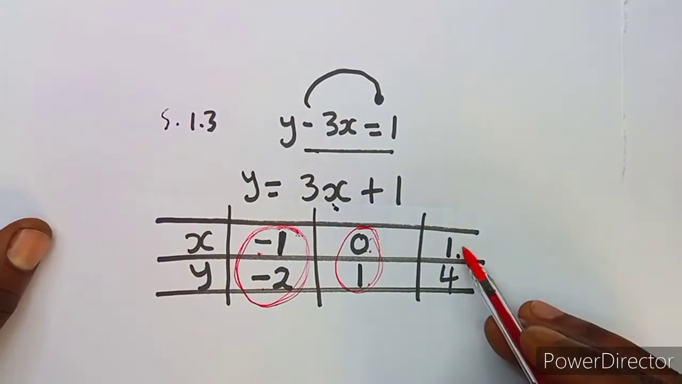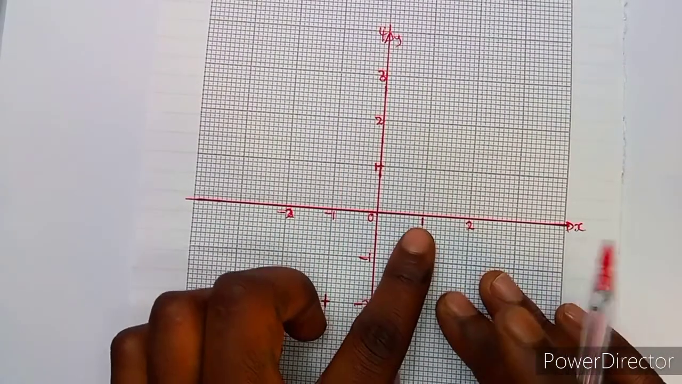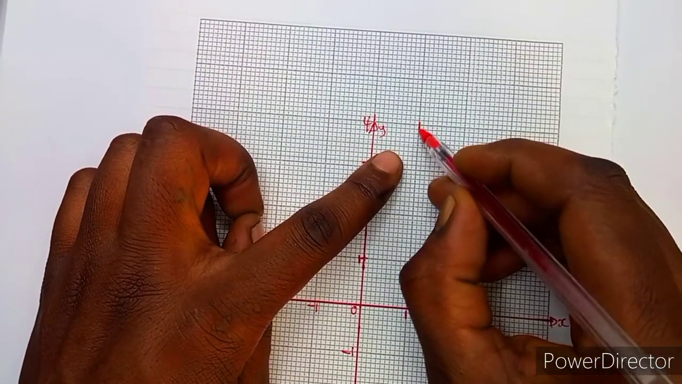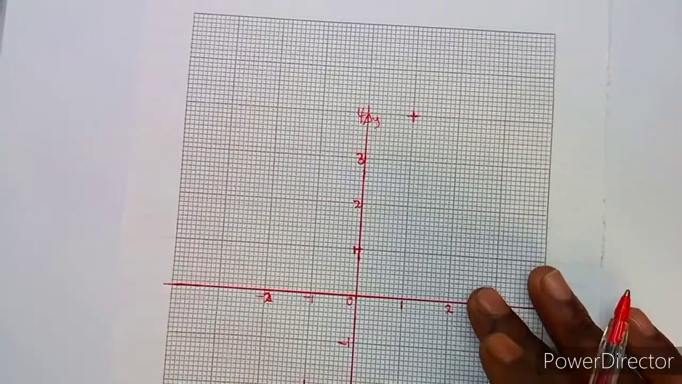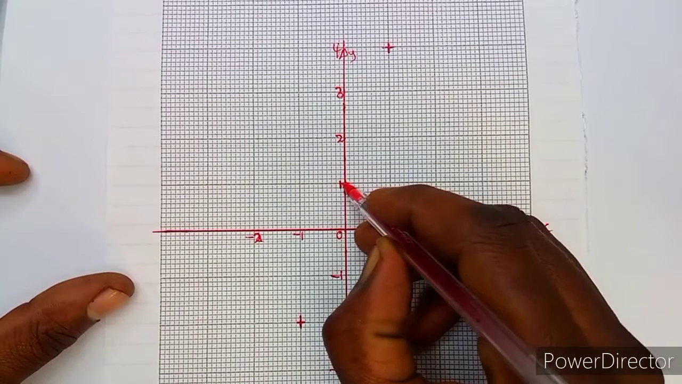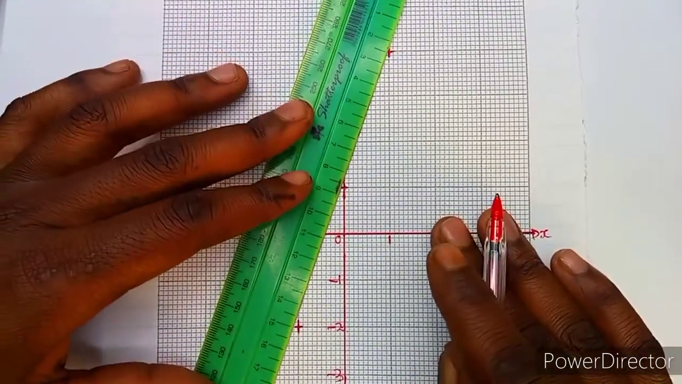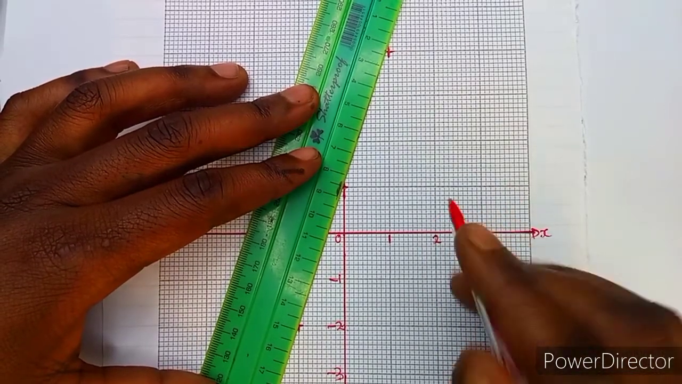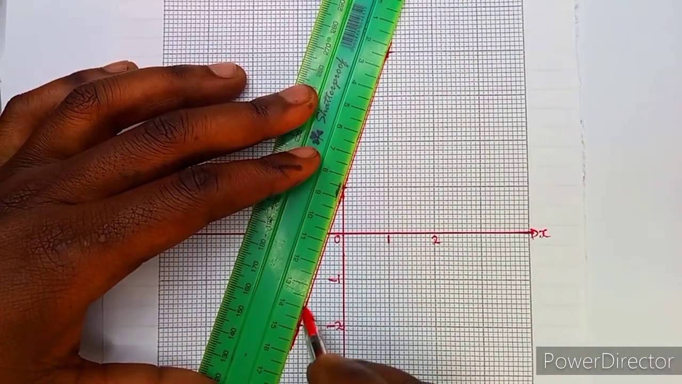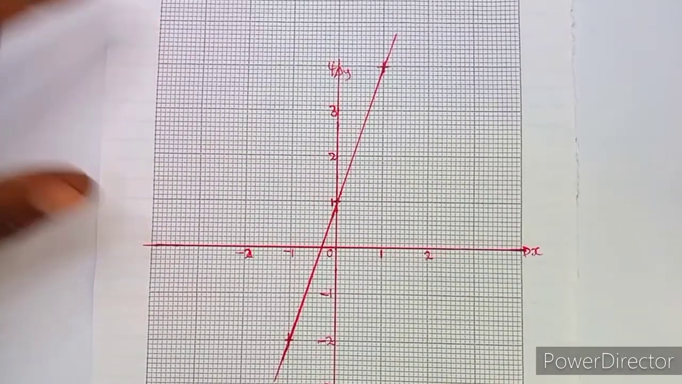You move on to another one. That's 1, 4. When x is 1, y is 4. When x is 1 here, y is 4 there, so it's 1 and 4 at this point. You mark a point like this. These are the points that you are now having. Marking these points, you are going to join them. These 3 points are enough for you to have a straight line like this. Make sure that you join them properly. If you join these points properly, that's a straight line that you're going to have.